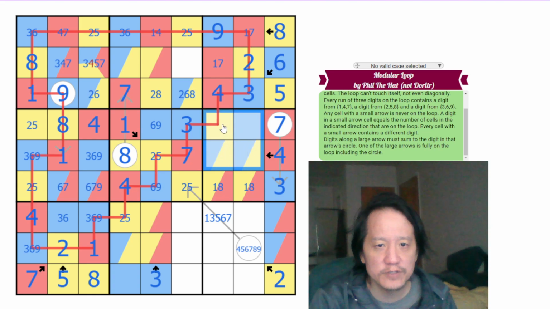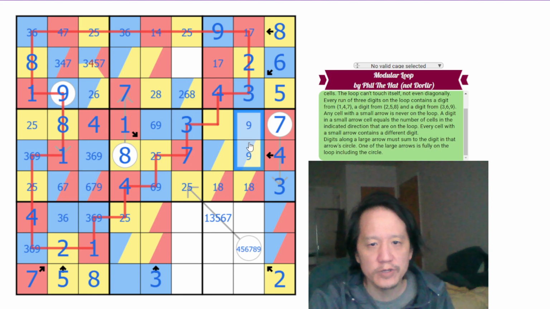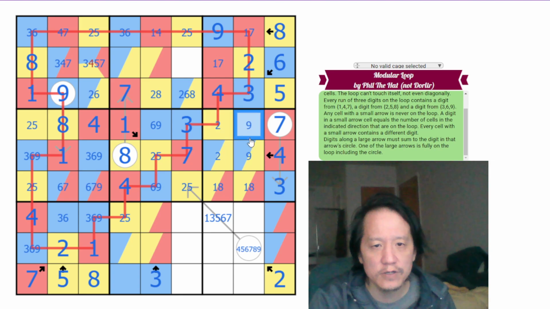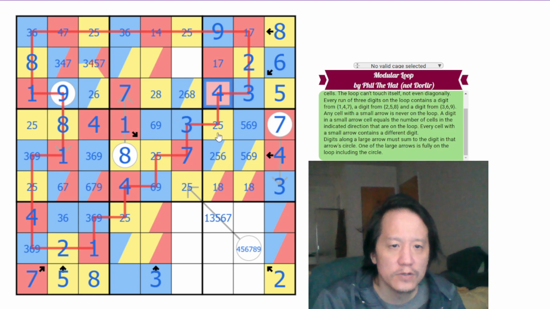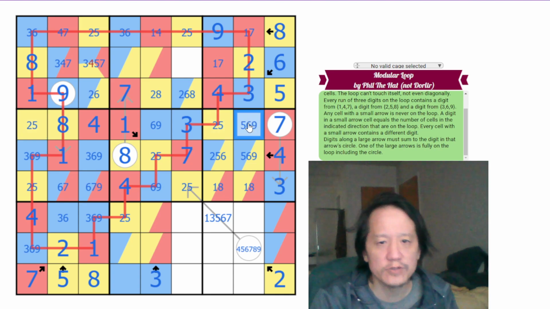We have 2, 5, 6, and 9. So the 9 can only be here. The 2 can only be here. And we have 5. And 6 can only be here. Right, because that's, oh. We have 2, 5, 2, 5, so this can't be 2 or 5. This is 6 or 9, right? We knew that was blue anyways.